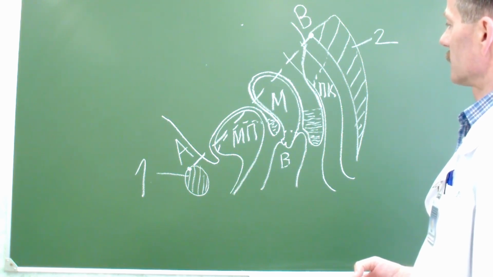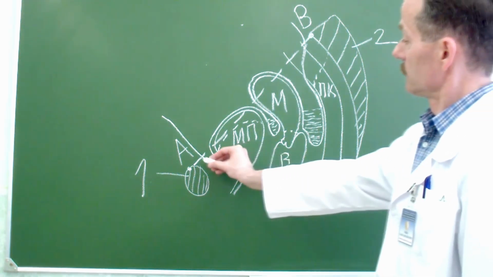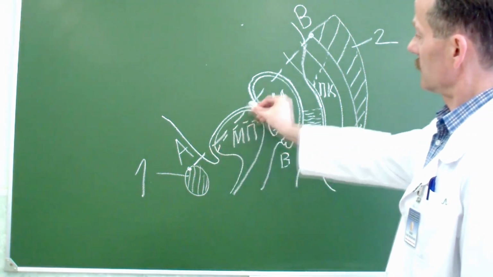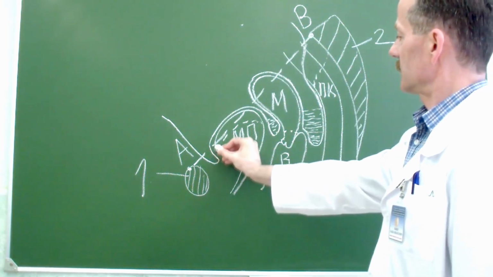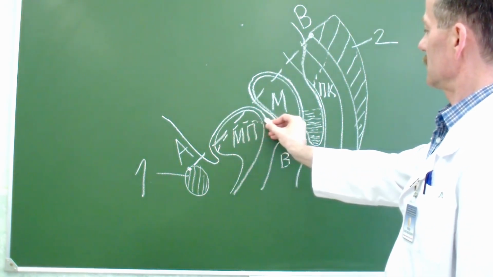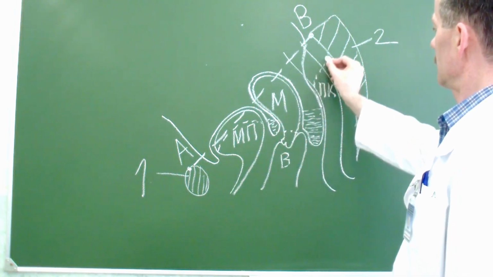The peritoneal floor of the small pelvis is bordered above with a plane of entrance to the small pelvis, lines AB, and below with a line where visceral peritoneum transitions to parietal one, dotted line.